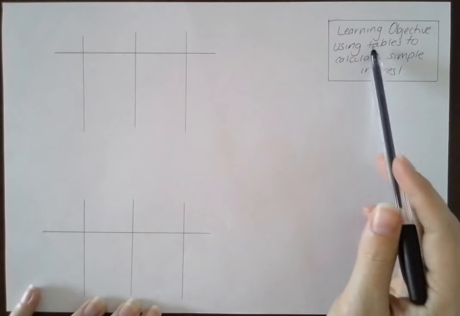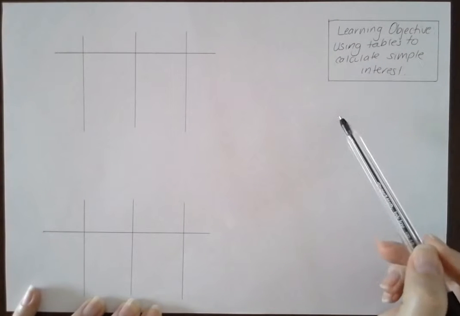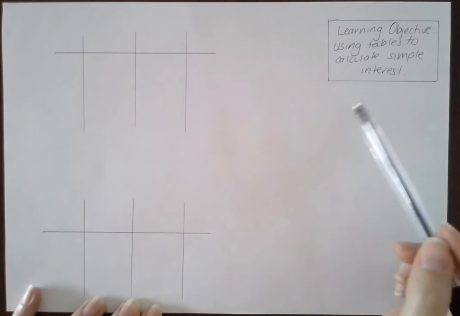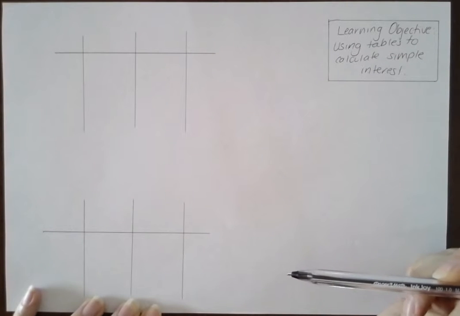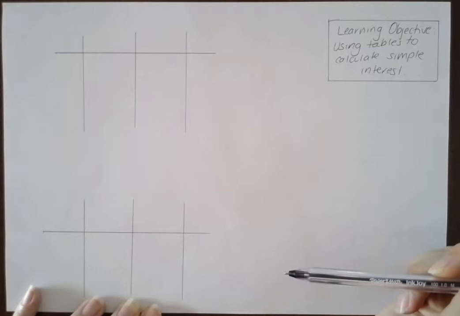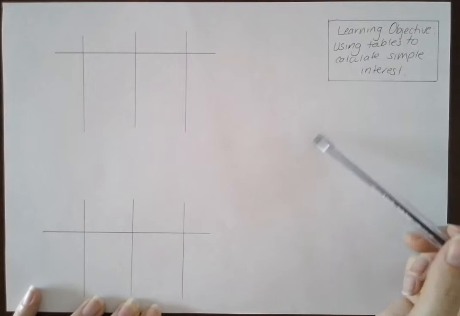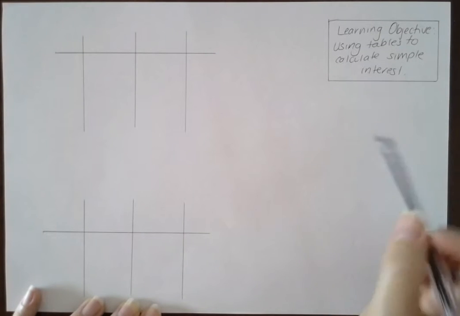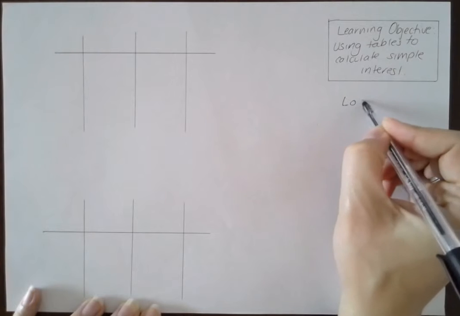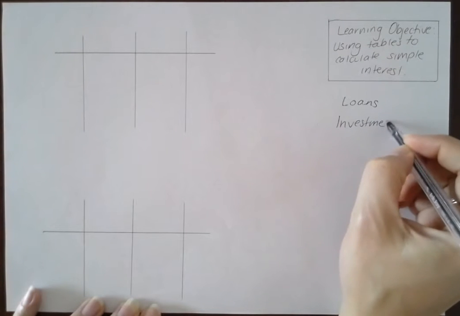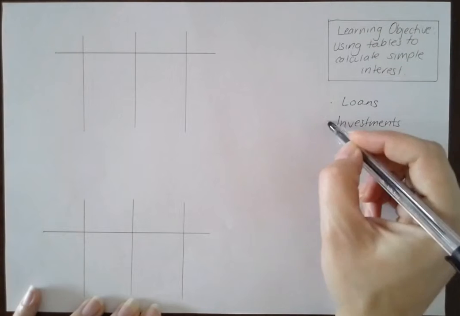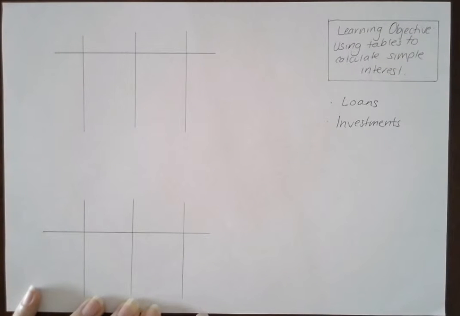In this lesson we're using tables to calculate simple interest. Remembering that interest is like free money that the bank gives us if we give them our money, or vice versa, if we take money off them, then they're going to charge us interest to use their money. There's a few different things that we're going to keep looking at, and one of them is loans and the other is different types of investments. And just having your money in the bank earning free interest, that's an investment.